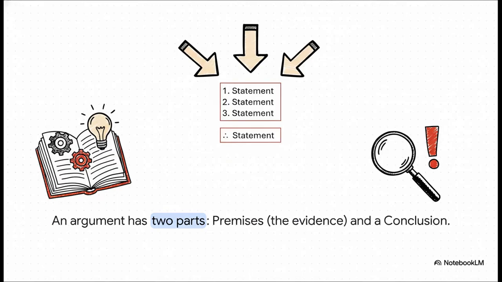Okay, so here's the secret, and it's actually pretty simple. Every single argument, I don't care how complex it sounds, really only has two basic parts. First, you've got your premises. Think of those as the evidence, right? The reasons someone is giving you. And then you've got the conclusion. That's the big point the evidence is supposed to prove. That's it. That's the fundamental blueprint for every argument out there.